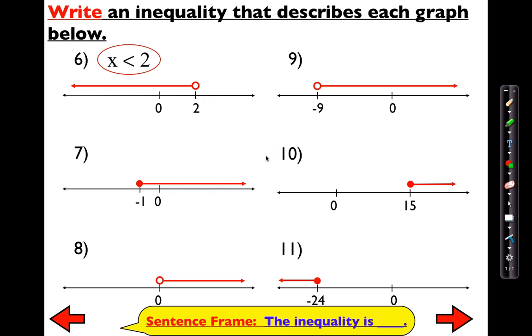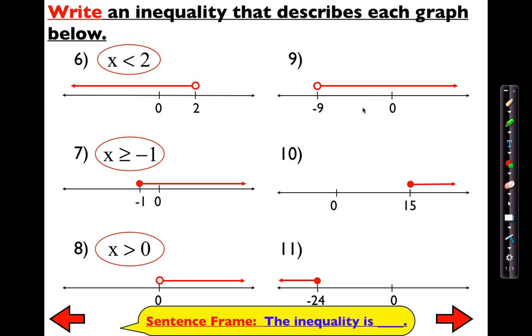Number 7, here, -1 is included and it's going towards the right, so I'm definitely going to use the greater than symbol. And because it's included, we're going to say greater than or equal to. So we're going to say x is greater than or equal to -1. Number 8, notice 0 is not included, so we're specifically going to be using, in this case, since it's going to the right, the greater than symbol. So here, x is greater than 0.